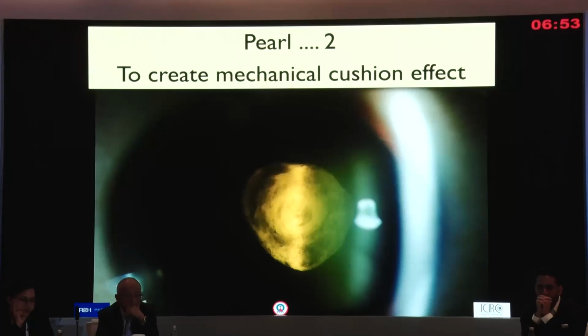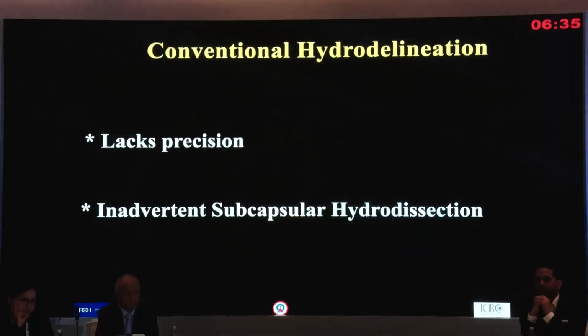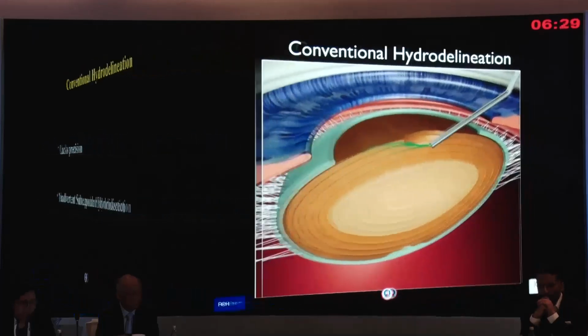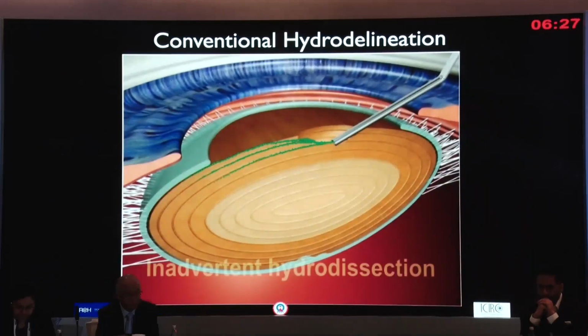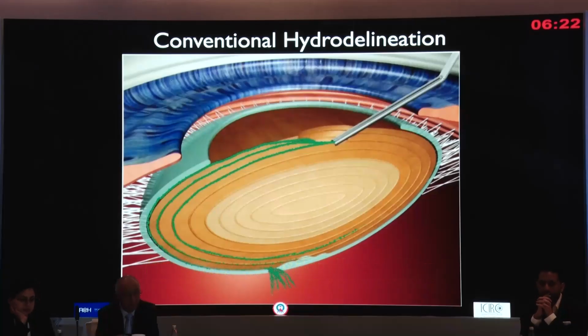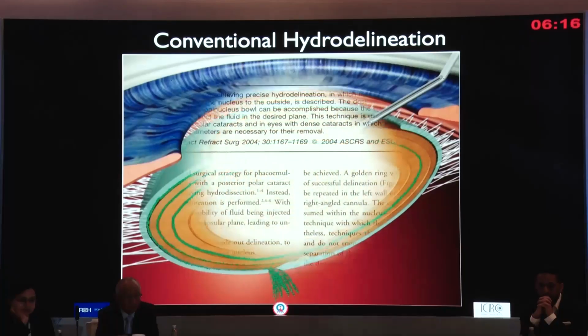The wisdom over the years was to create a conventional hydrodelineation where you penetrate the lens substance from the anterior surface from the rexis side and inject and create a mechanical cushion. It works very well most of the time. But sometimes, because it lacks precision, it can go inadvertently into a wrong place, as this animation illustrates. I'm going inside, but at times, if you inject very forcefully, it can go subcapsular, and the very thing that you want to avoid can happen.